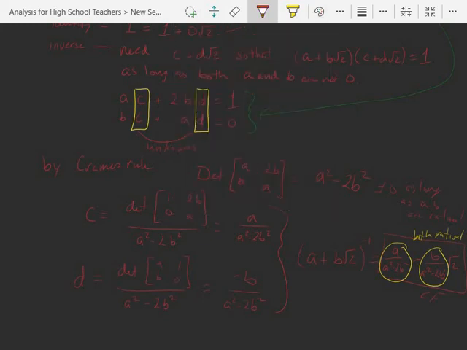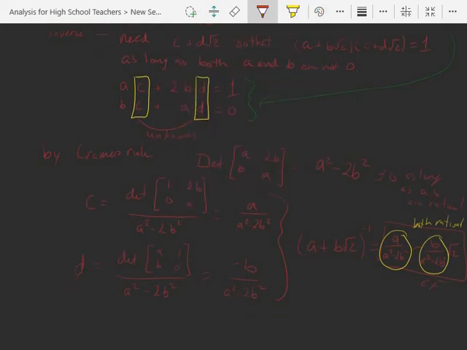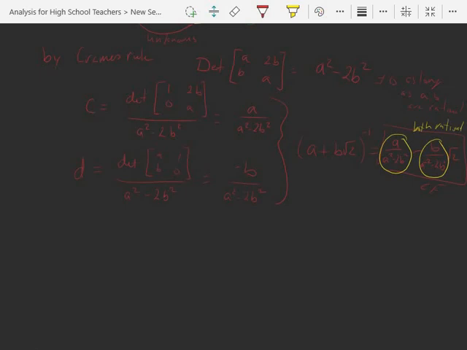The last thing to show is the distributive property, but the distributive property is inherited as well. Okay, so the set a plus b square roots of 2, where a and b are rational, is a field.